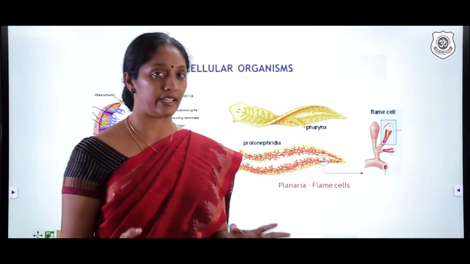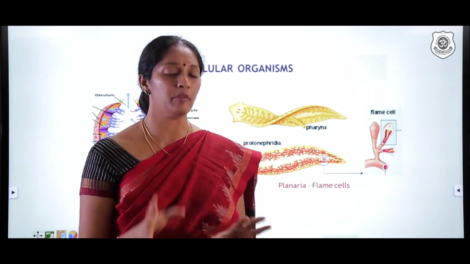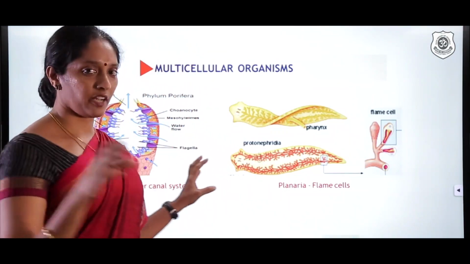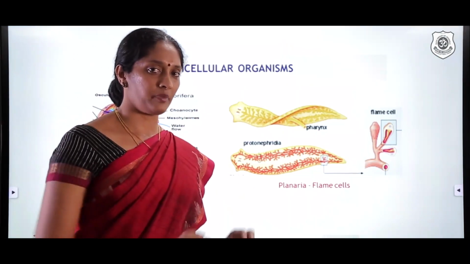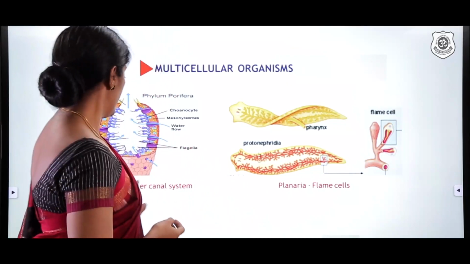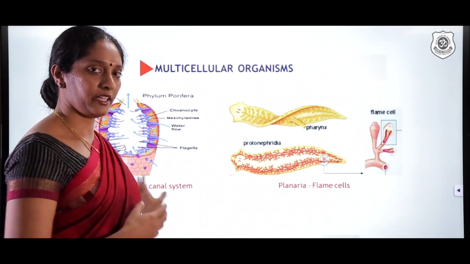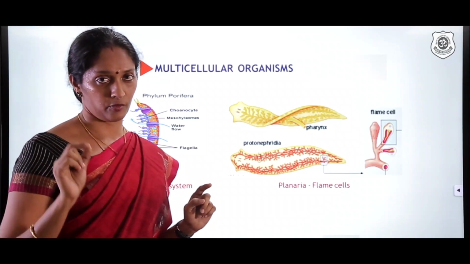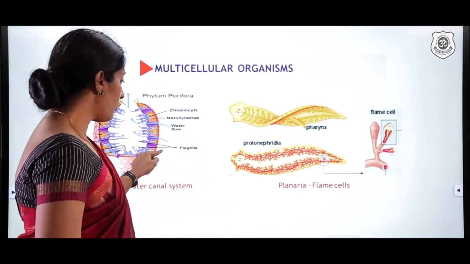Now coming to multicellular organisms. Multicellular organisms need to have some structures which will help in excreting out the waste materials from their body. I have just taken a few examples to make you understand that there are excretory structures, organs that help in excretion in multicellular organisms. So when we talk about sponges, phylum Porifera, I've taken an example of a sponge here. You can see they have pores on the surface of the body, and these pores are called ostia. Through ostia water enters inside.